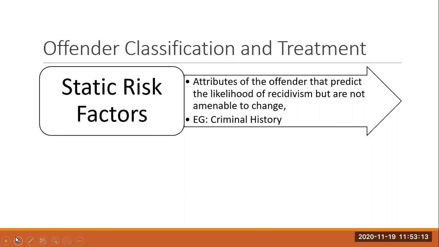Why do we look for this information? Well, we know from a large body of research on risk assessment that these are factors that play a role in predicting future criminal and or violent behavior. So one of the most robust findings in risk assessment literature is a prior criminal history, particularly a prior relevant criminal history, predicts criminal behavior in the future.